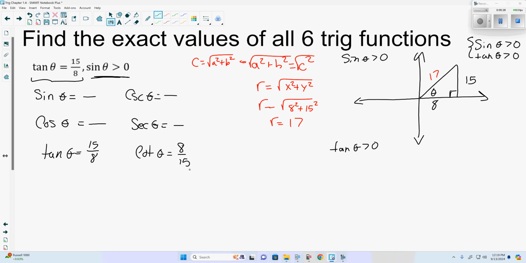Now looking at our triangle, the opposite side to the angle is 15, yes. 17 would be the hypotenuse, so sine would be 15 over 17. Cosecant would be 17 over 15, yes. Cosine's adjacent over hypotenuse, so it would be 8 over 17, and secant would be 17 over 8, and that's it.